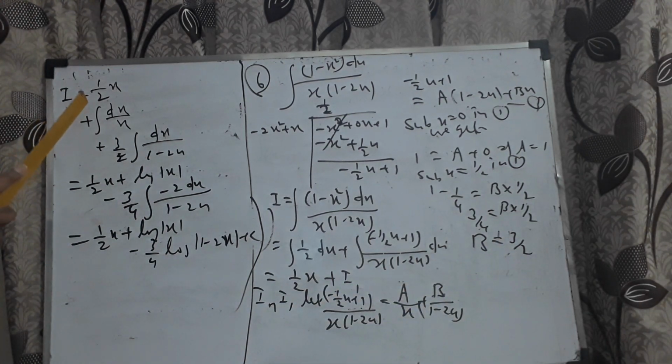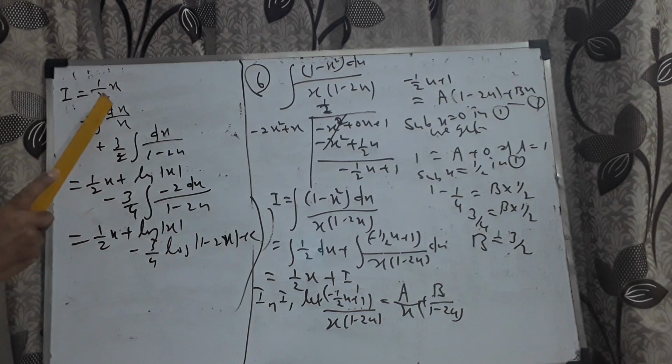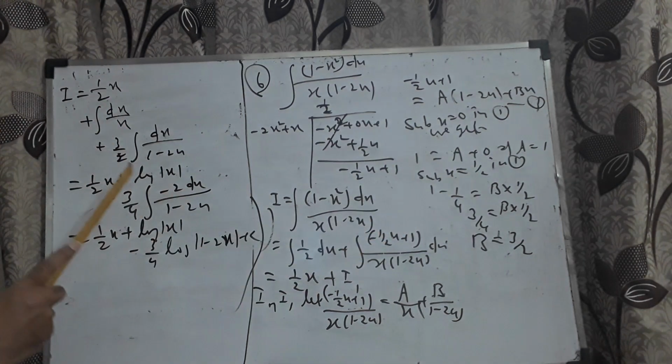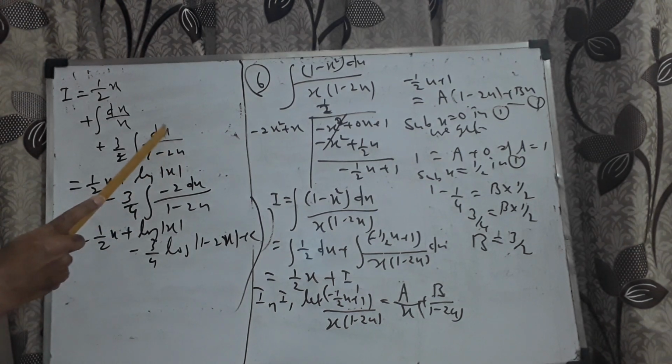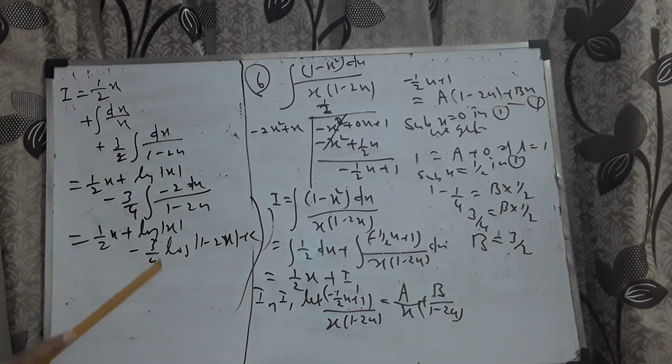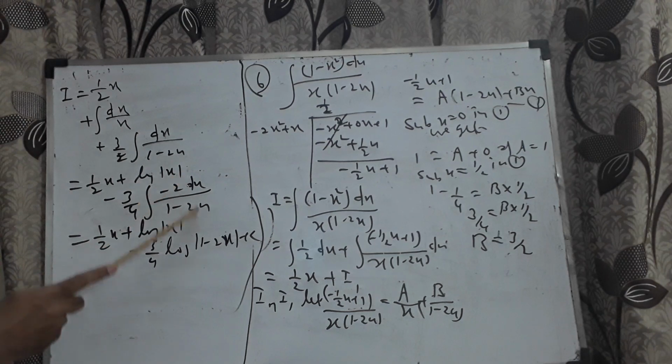Now the whole integral becomes half x plus dx by x, a is 1, plus 3 by 2 dx by this much. But the derivative of 1 minus 2x is minus 2. Multiply and divide by minus 2 here. This will form dt by t, minus 3 by 4 log mod (1 minus 2x) plus c. That is the final answer.